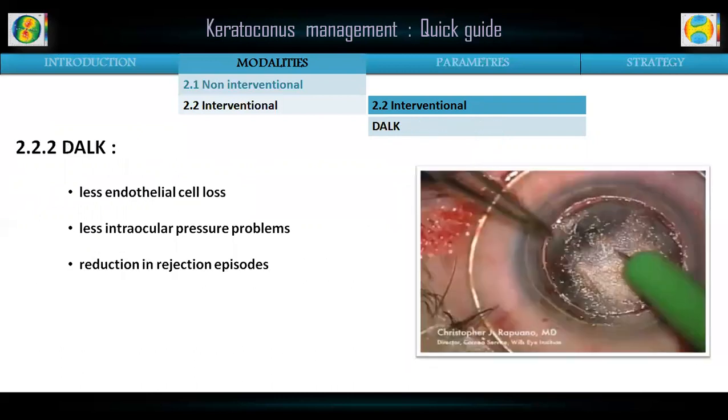The second technique is deep anterior lamellar keratoplasty. The advantages of this technique are that we have less endothelial cell loss and fewer intraocular pressure problems after surgery. And we also have a reduction in rejection episodes.